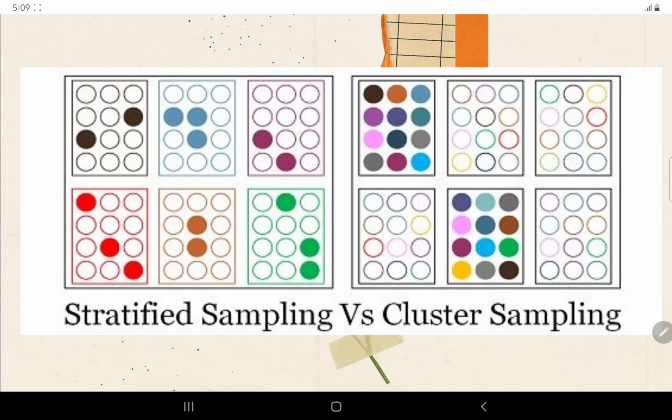Meanwhile, in cluster sampling, this is our cluster 1, cluster 2, cluster 3, cluster 4, cluster 5, cluster 6. And then we pick randomly 2 clusters. For example, kita pilih cluster ni dengan cluster ni saja. Then all the people in these 2 clusters, we pick them as our sample. Okay, so these are the differences between these 2 methods of sampling.